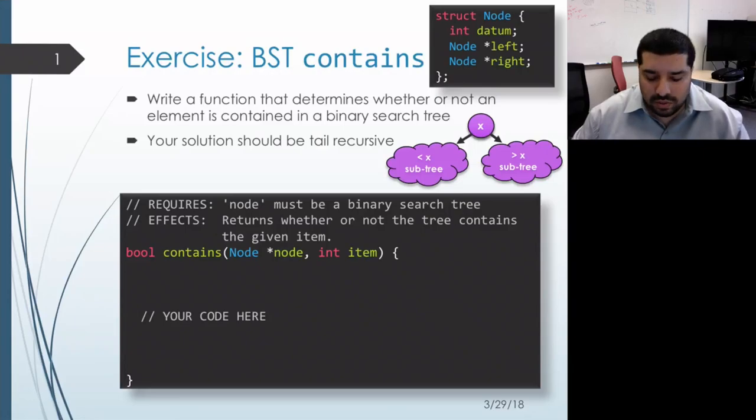Let's write a function to determine whether or not an item is contained inside a binary search tree. Our contains function will take a pointer to the root of the tree structure we're looking at and determine if the given item is contained within that structure. I'll pause for a few seconds to give you a chance to work on this, and then we'll talk about it together.